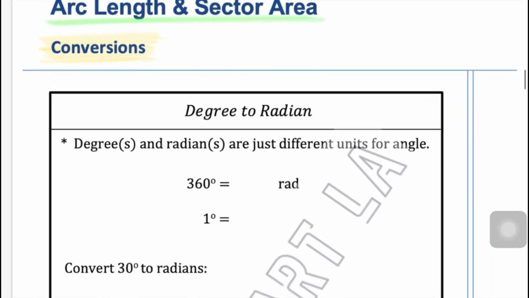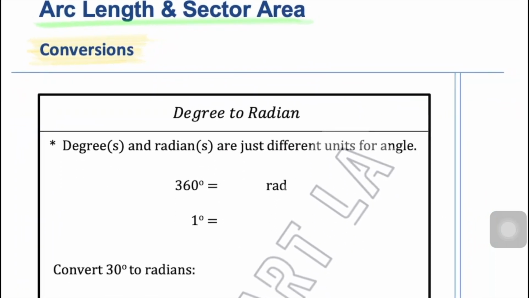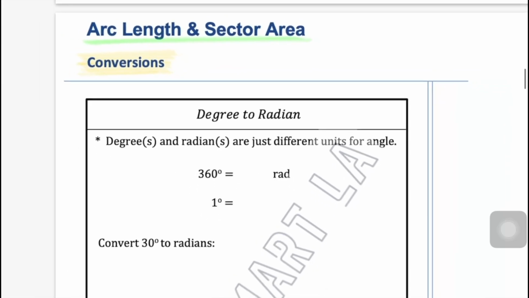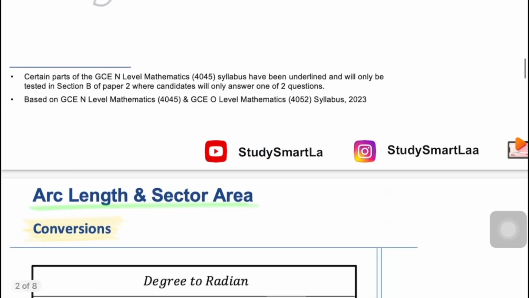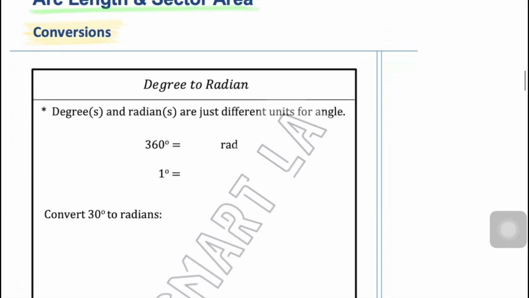So usually I like to start arc length and sector area with conversions first, right? So how to convert from degree to radian, and then later on radian to degree. This section, the conversion of degree to radian and radian to degree, is the section for NA level students that will only appear in section B of paper 2. So as stated here, section B of paper 2. So this is one of the underlined scope. So let us start to talk about what this is.